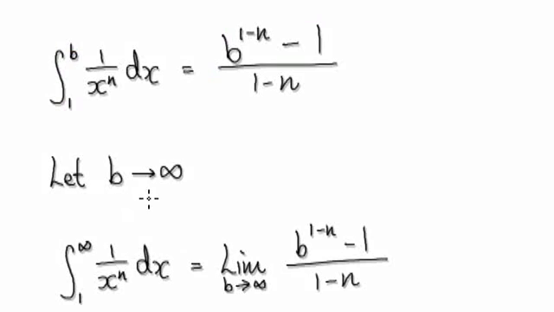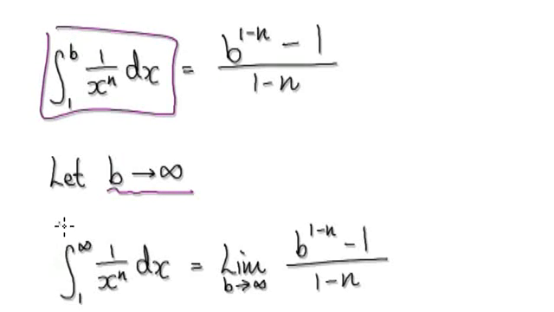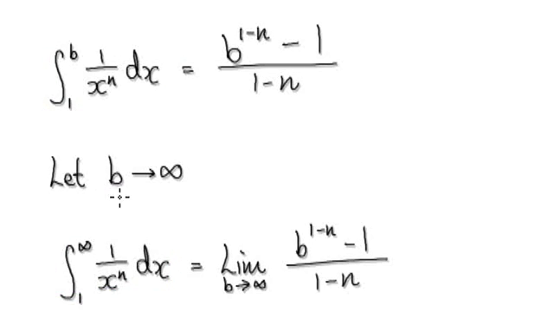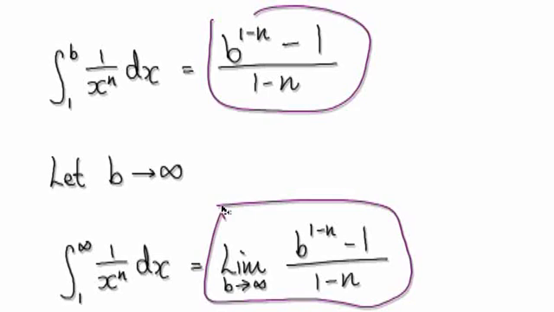But now we need to let b head towards infinity. The minute we let b head towards infinity, then we can say we are actually integrating from 1 to infinity. So now let b head towards infinity. This thing here will become this. Because the minute we let b head towards infinity, we can say that we are integrating from 1 to infinity. And then on this side here, let b head towards infinity. So this thing here will then become this.